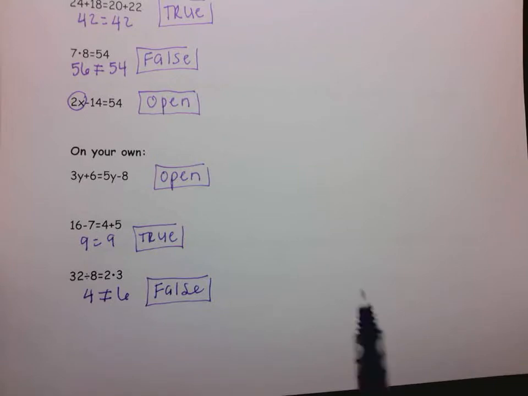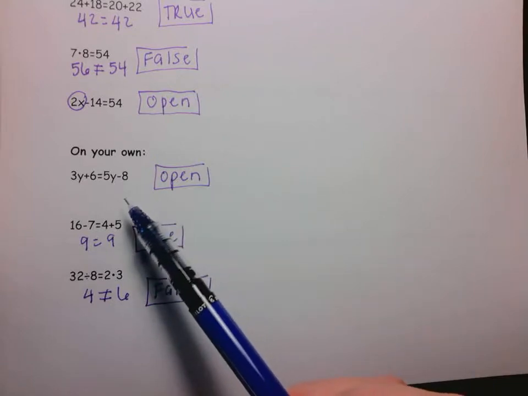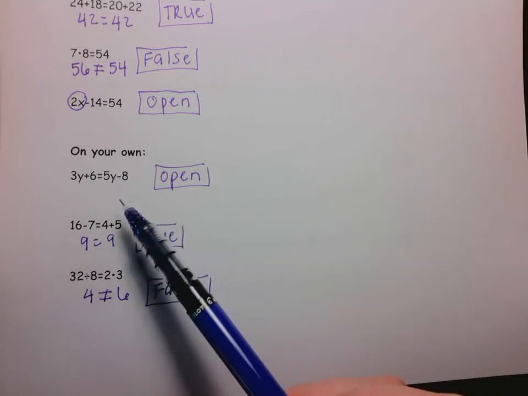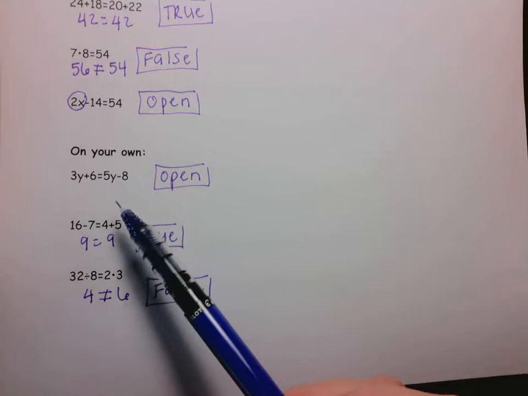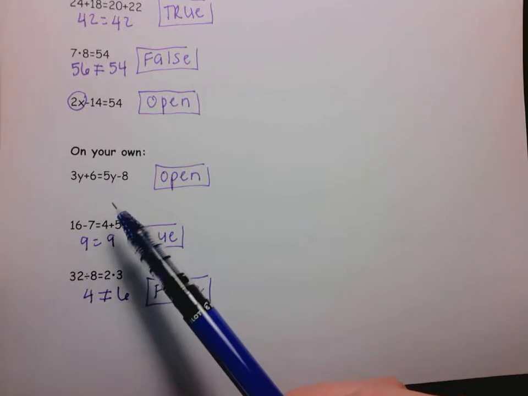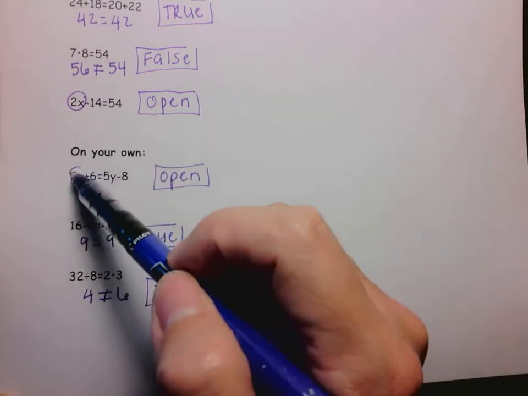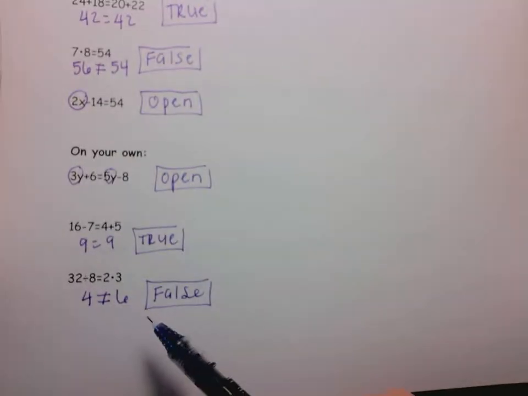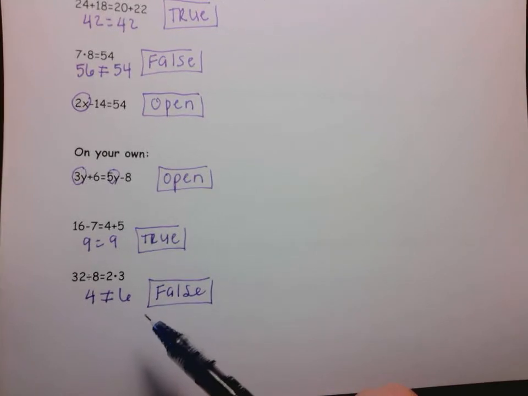Again, we call this open because this could be true or false depending on the value of y. Now we can solve for y and we can find the value of y that would make this equation true. But without an assigned value of y, we cannot say whether this equation is true or false because we do not know the assigned values of these terms.